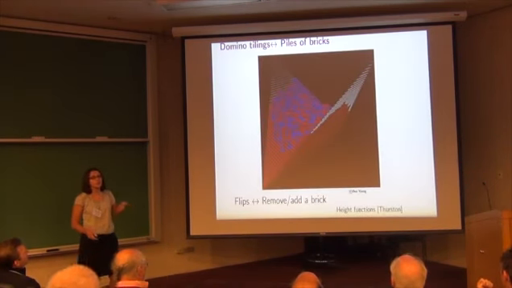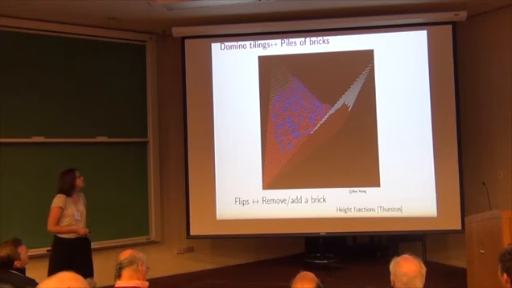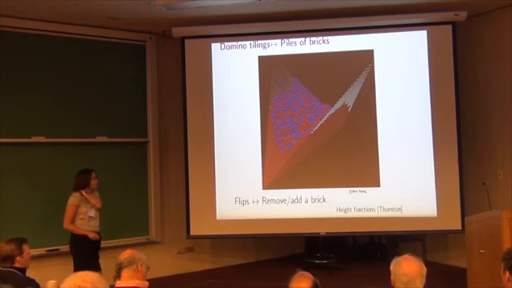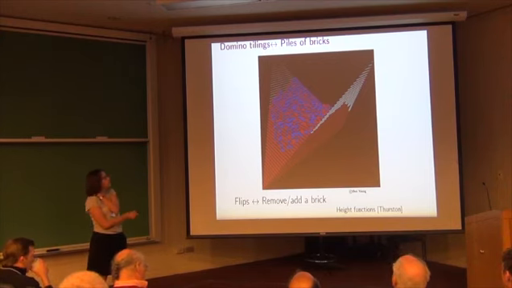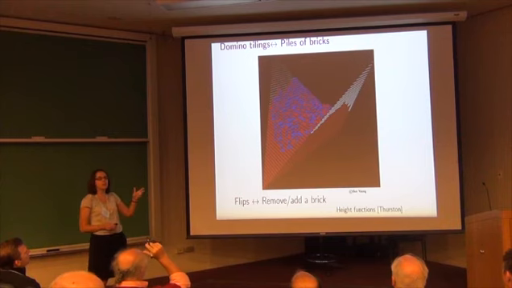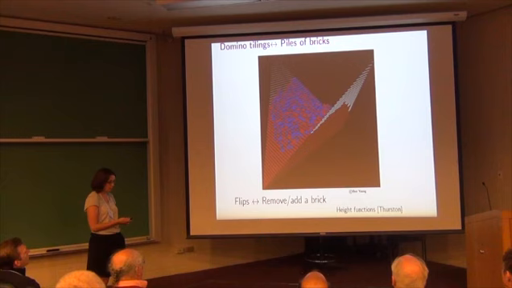There's another way to see those tilings, which is as piles of bricks. I won't go into much detail here, but this is related to height functions given by Thurston. And here is a tiling of the Aztec diamond in the brick version. And you can see, if you think of it, that the flip operation is the same as removing or adding a brick in your pile of bricks.